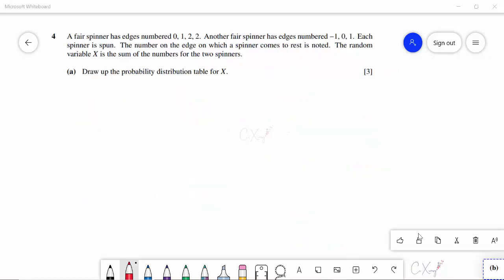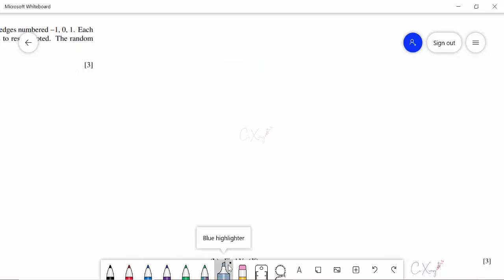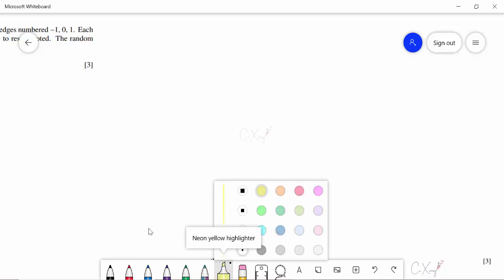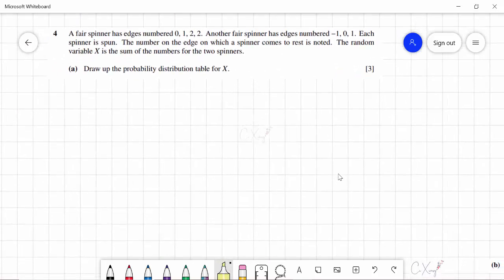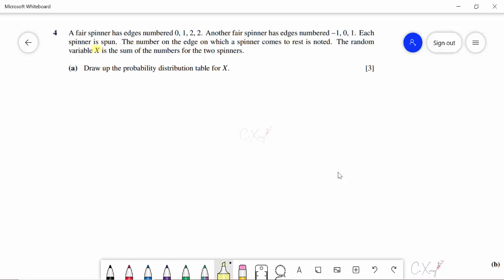All right, so let us discuss question number 4 now. So we have a fair spinner with these numbers and another spinner with these numbers. Then they are talking about the random variable x, which is the sum of the numbers for the two spinners. So from here very clearly, you can see that they give you a definition for the x. So the x is actually the sum of the numbers for the two spinners. And for the first question here, they actually want you to draw the probability distribution table for x.